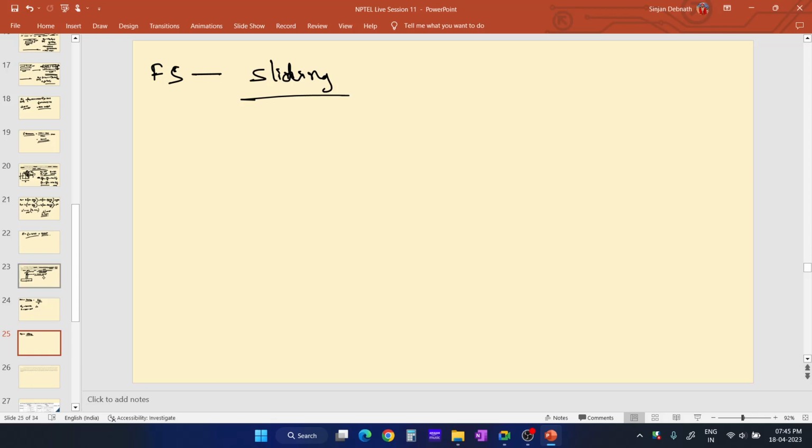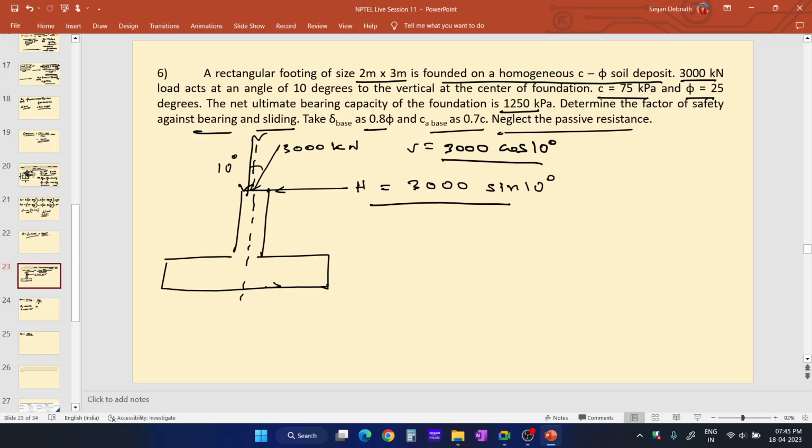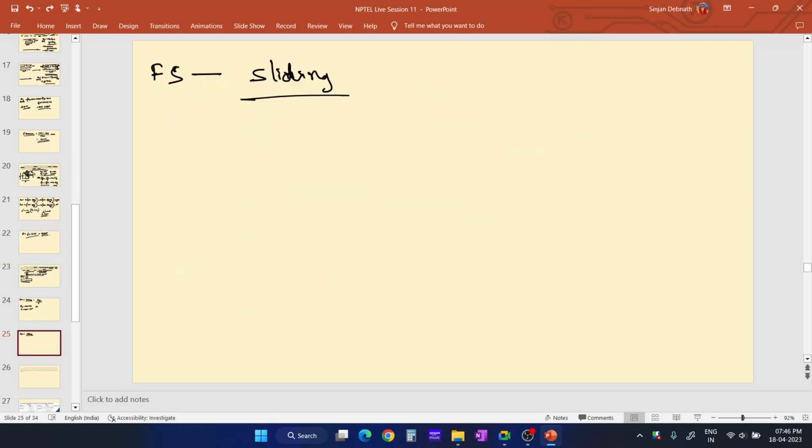See here, when this horizontal force will try to slide this foundation in this direction, there will be a shearing resistance over here at the junction between the soil and the footing, because cohesion is there. You need to find the resistance and compare that with the horizontal force. In this way you can easily get the factor of safety against sliding.